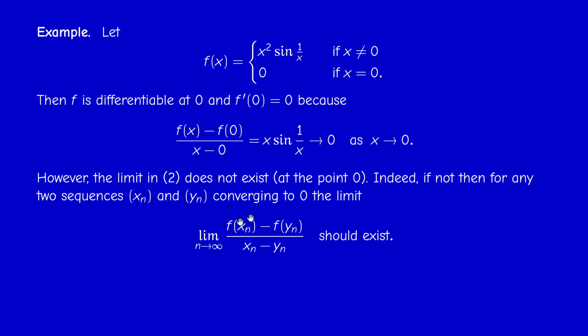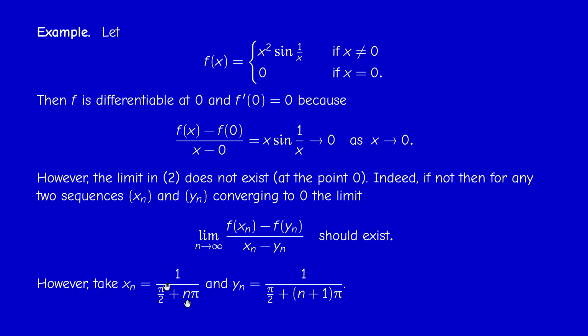Because if it existed, then we should have for any two sequences xn and yn converging to 0, this ratio, this sequence f of xn minus f of yn over xn minus yn should have a limit as n tends to infinity. But now I will choose in a specific way two sequences xn and yn converging to 0, but such that this ratio does not possess a limit. So I take xn equal 1 over pi over 2 plus n pi, and yn to be just xn plus 1. And these two tend to 0.